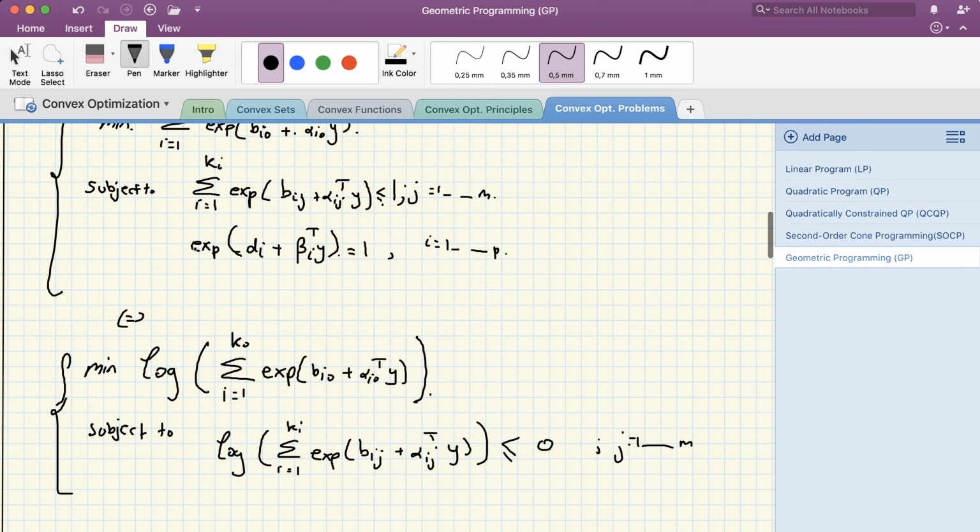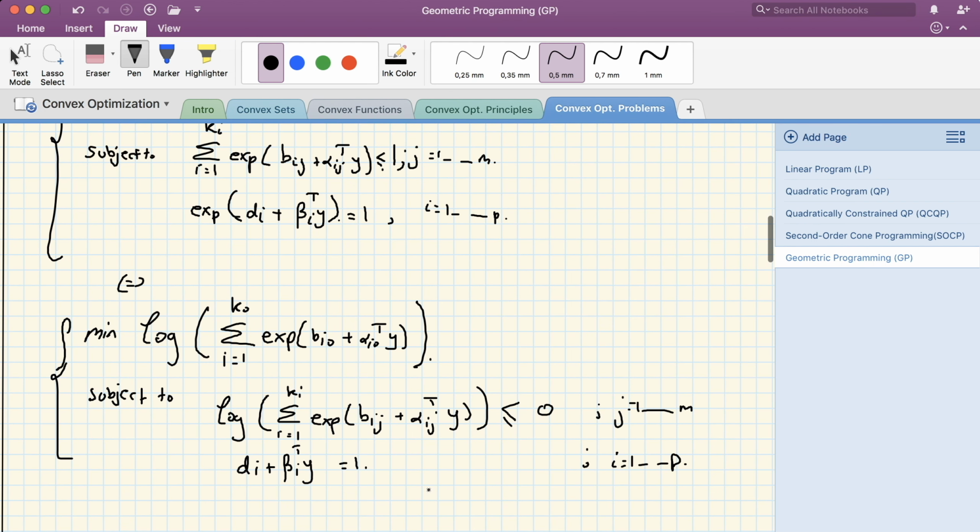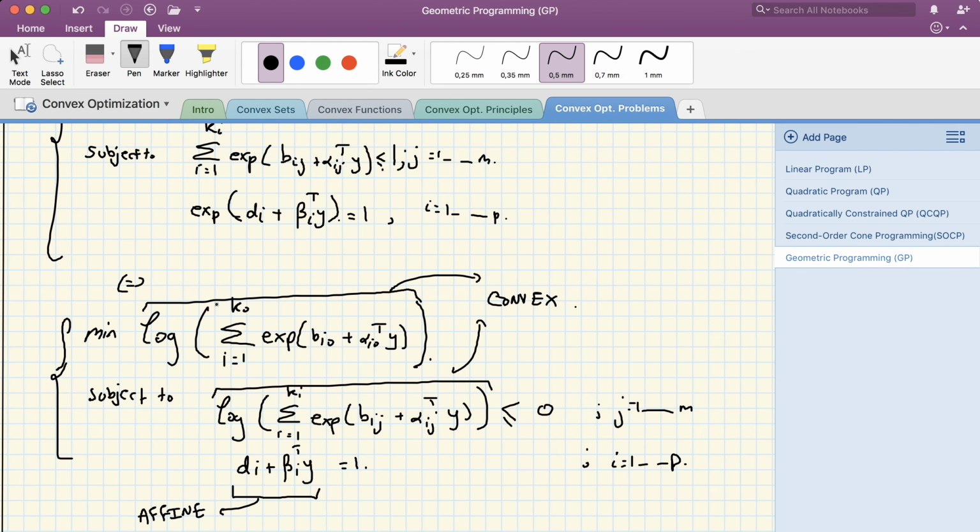And the log of the exponential is just the exponent, right? So we're left with a_i plus beta_i transpose y is equal to 1, i goes from 1 to p. Now, the inequality constraints are convex functions, and the equality constraint is an affine function. Hence, this problem is now convex. This problem is usually referred to as a geometric program in convex form.